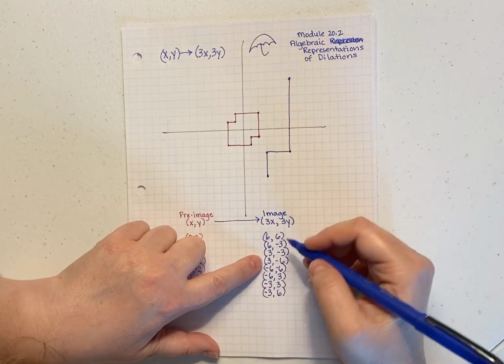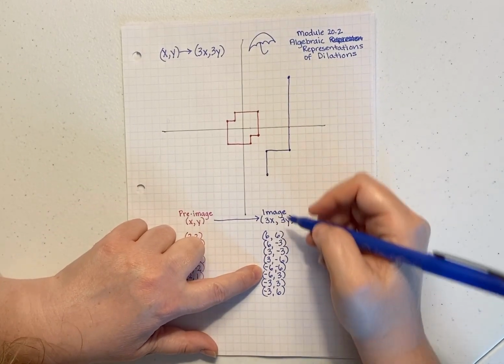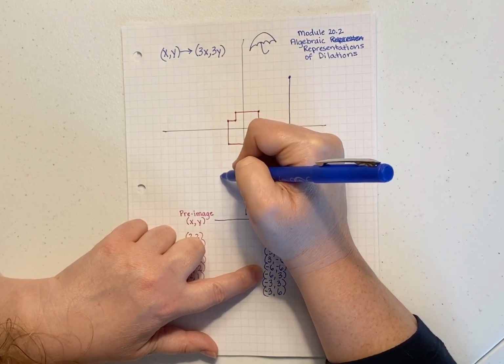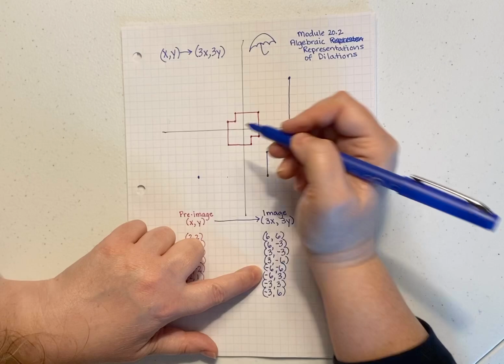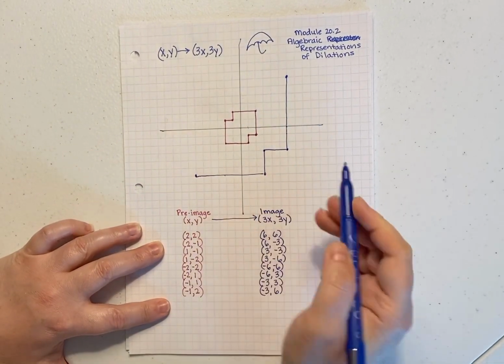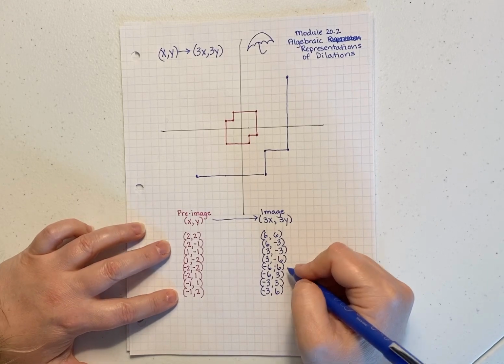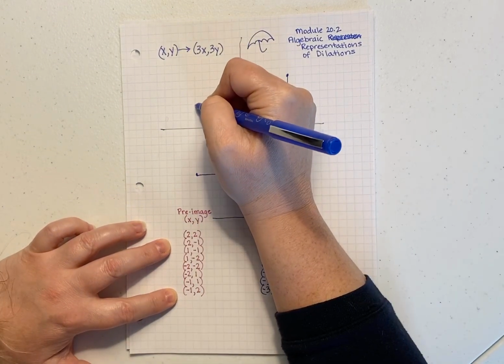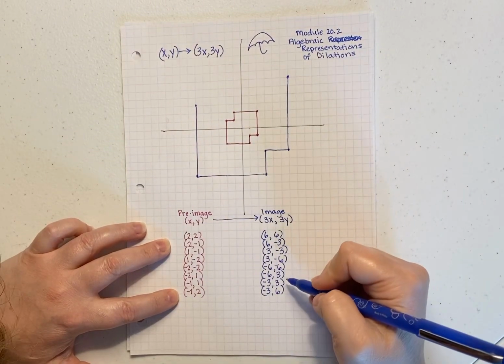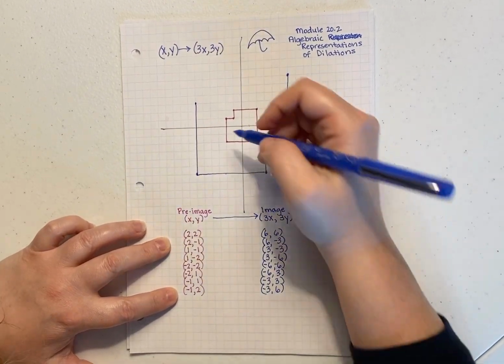Okay, and so I've got (-6, -6). All right, so I'm 1, 2, 3, 4, 5, 6. (-6, -6) right here. And then (-6, 3), 1, 2, 3, this guy here, and (-3, 3).